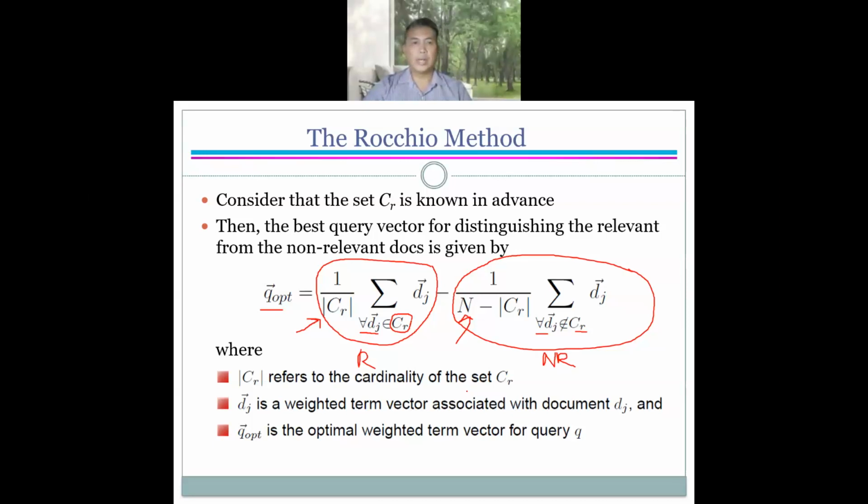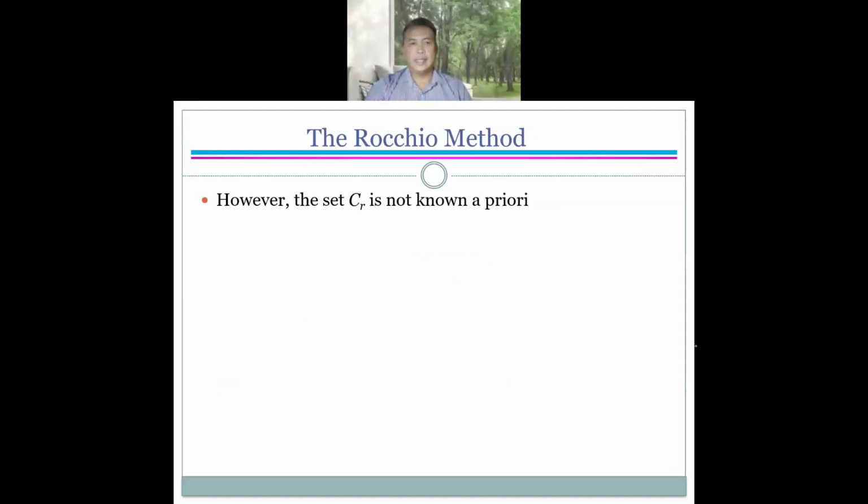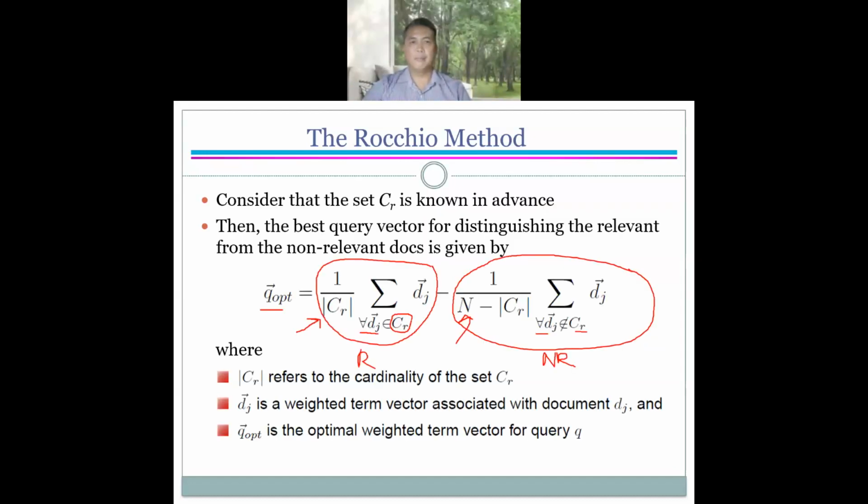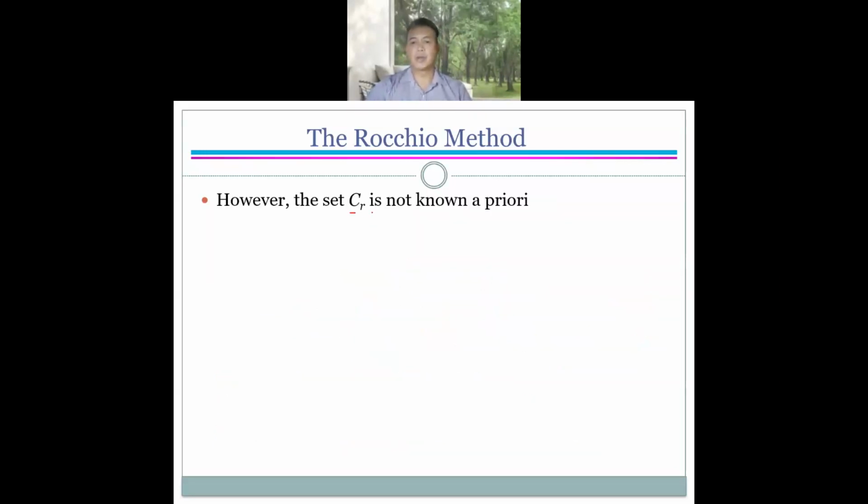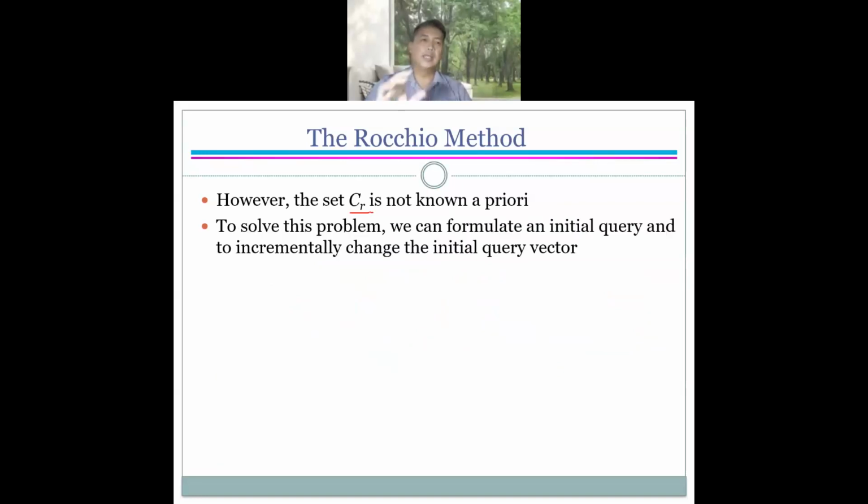So we have to look at the query that we have. This is the best scenario, because we know this one already, but in the real situation, we do not know what the relevant documents are here. So to solve this problem, we can formulate an initial query and incrementally change the initial query vector.